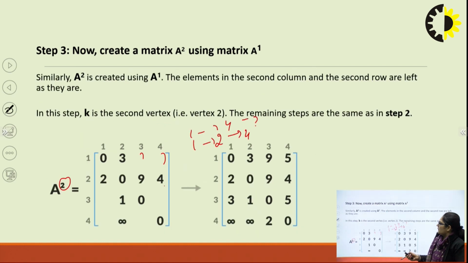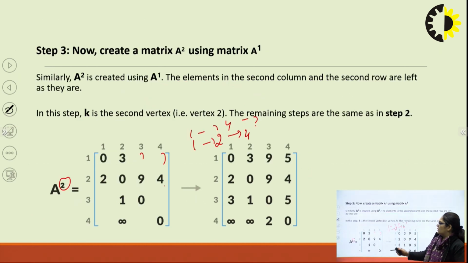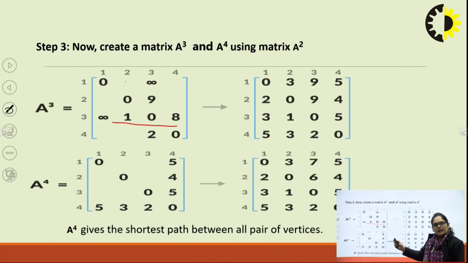So how many iterations are there? There are 5 iterations. First you have to calculate A to the power 0, then A to the power 1, then A to the power 2, A to the power 3, and at last you have to calculate A to the power 4. It means the total number of iterations here is n plus 1, where n is the number of vertices or nodes present in your graph. So there are n plus 1 iterations here, and at last the A4 matrix gives the shortest path between all pairs of vertices.